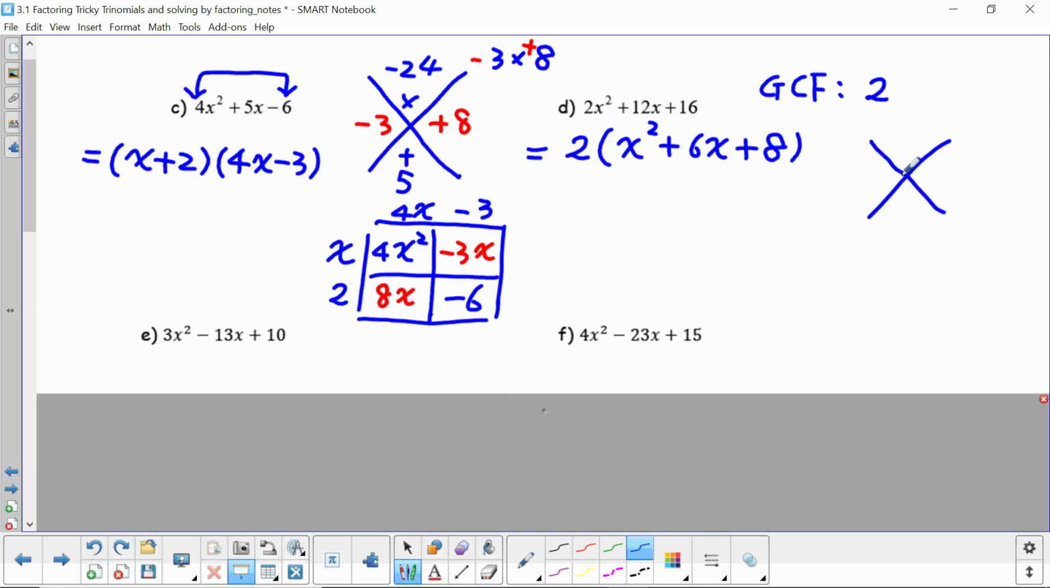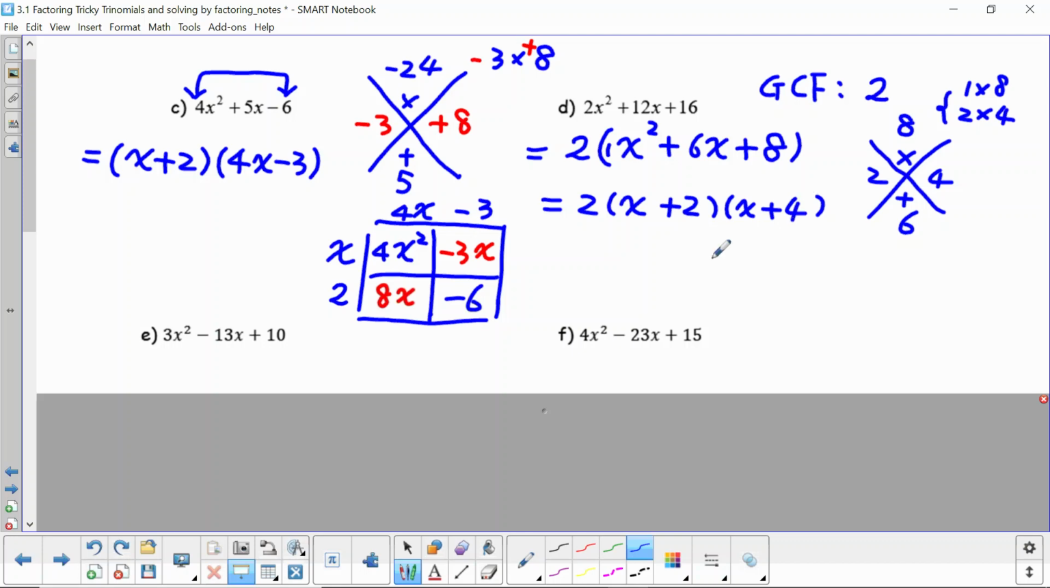Trinomial factoring will be the x game again. Multiplied together gives the last term, added together gives the middle term. For the 8, we have the factors 1 times 8, 2 times 4. So added together is 6, so 2 and 4. Because this has 1 at the front, it is a simple trinomial, so whatever is in the bracket, we just put the 2 numbers inside the bracket, plus 2 plus 4, and that is done.